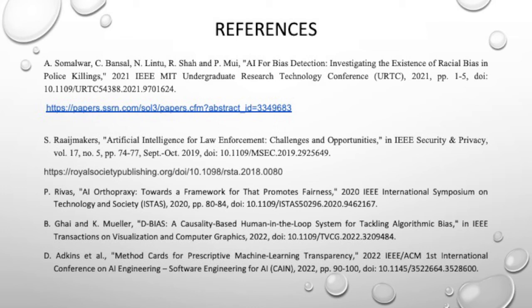Okay, so in a nutshell, these are some of our references, but mainly that's a breakdown of what we are planning to solve using machine learning.